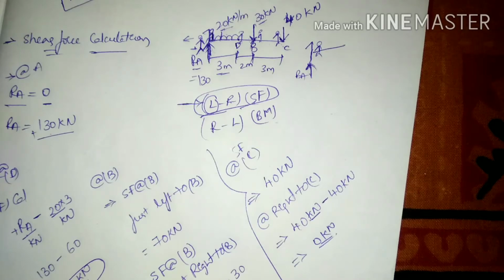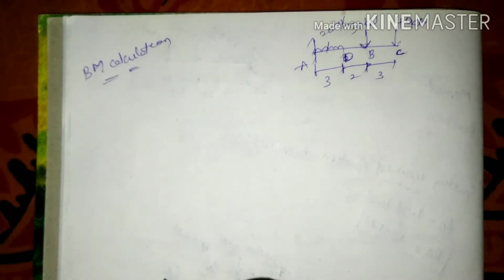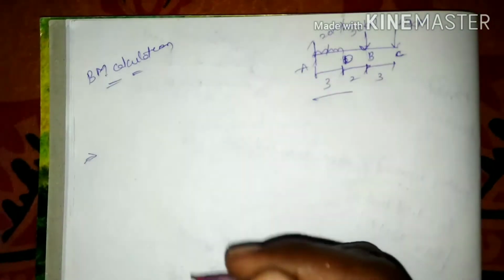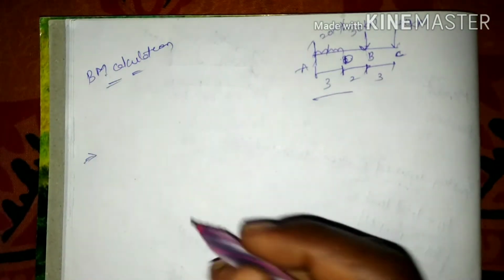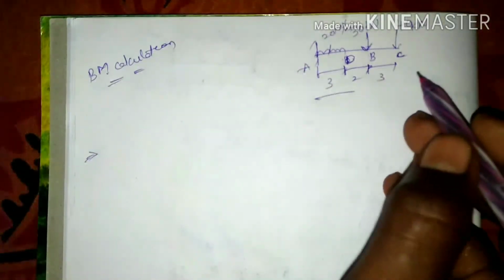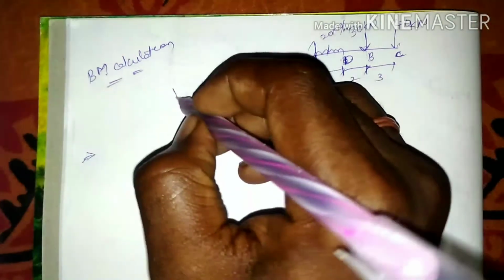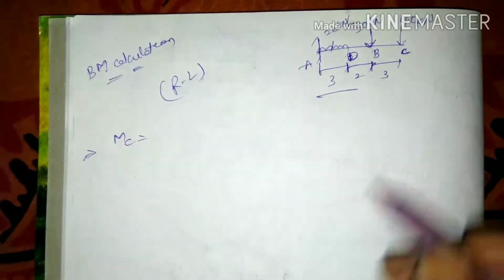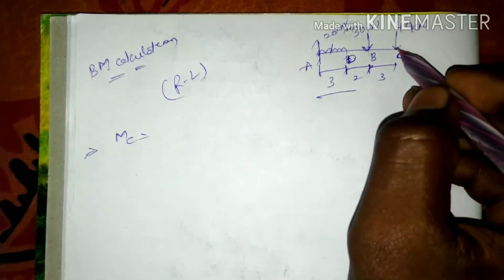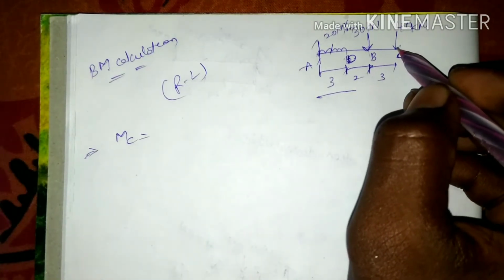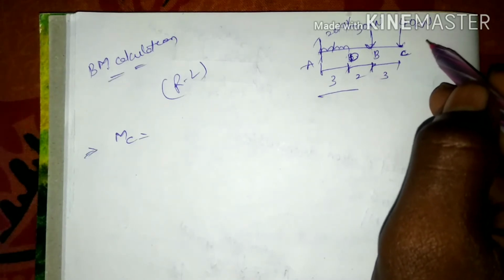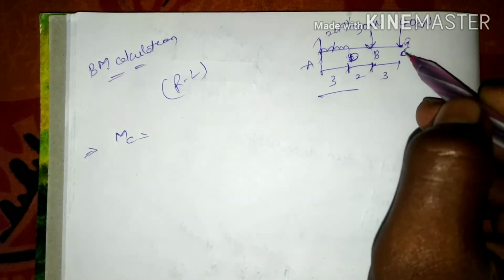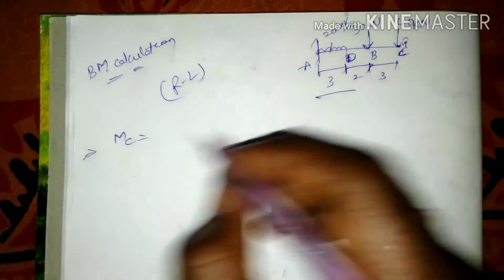And next, bending moment calculation. Here we have this diagram, and as we discussed earlier, for the bending moment we move from right to left. Moment about C: we are considering from right to left, so there is no load to the right of C, so the bending moment at C is equal to 0.